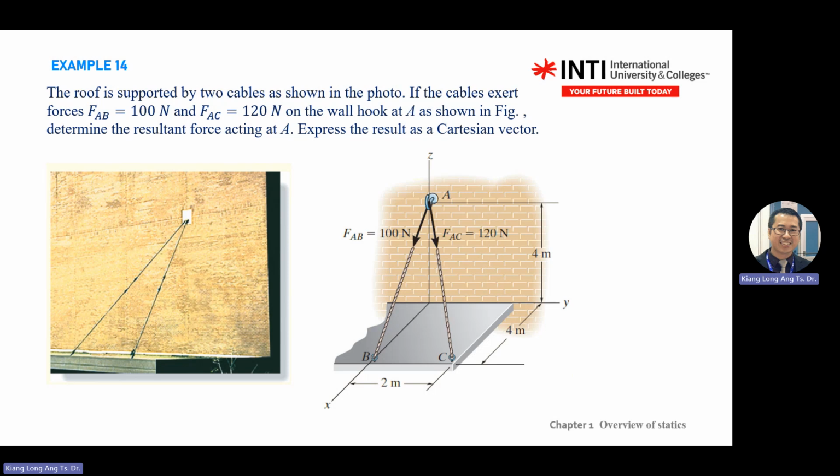So a roof is supported by 2 cables, as shown in photo. If the cable exerted force, given a force, FAB means A to B. F sub AC means the force is pointing from A to C. There's a direction, it's a vector direction. On the wall hook as shown, determine the resultant force at A. Again, it asks you to focus on A. Express result as Cartesian vector. It forces you to use IJK.